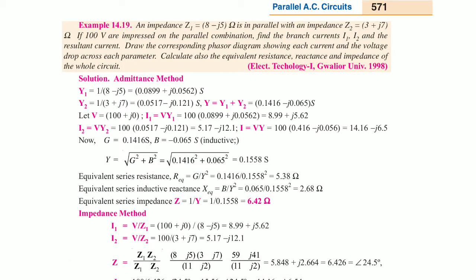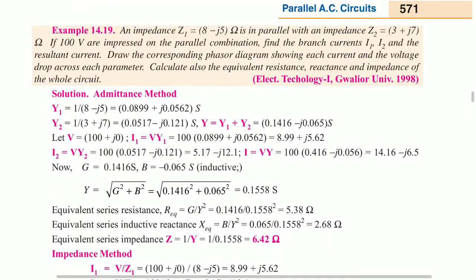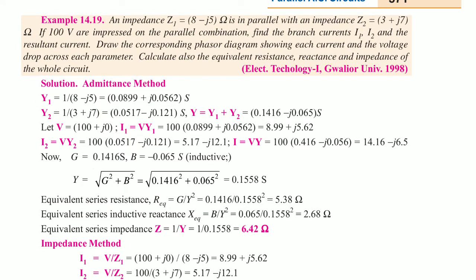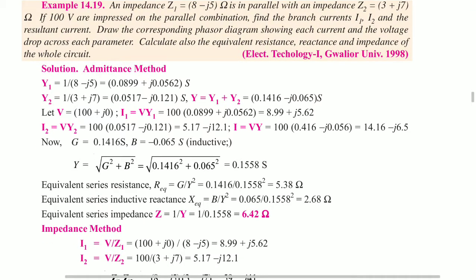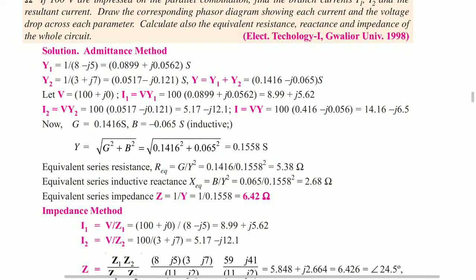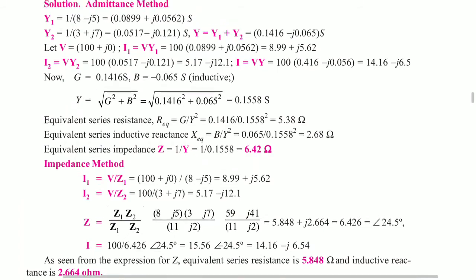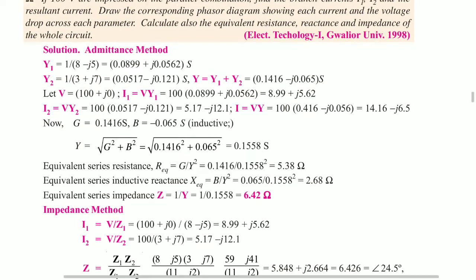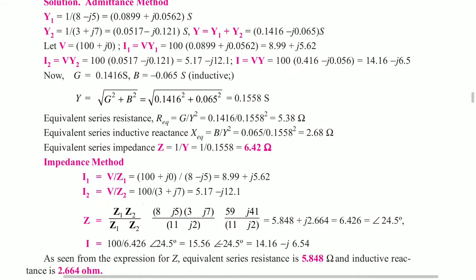An impedance Z1 is equal to 8 minus J5 and Z2 is equal to 3 plus J7 are connected in parallel. Voltage is 100 volts impressed on the parallel combination. Find the branch currents I1, I2 and the resultant current. Draw the corresponding phasor diagram showing each current and the voltage drop across each parameter. Calculate the equivalent resistance, reactance and impedance of the whole circuit. This is the question given. So go for the admittance method or impedance method, whatever your knowledge.